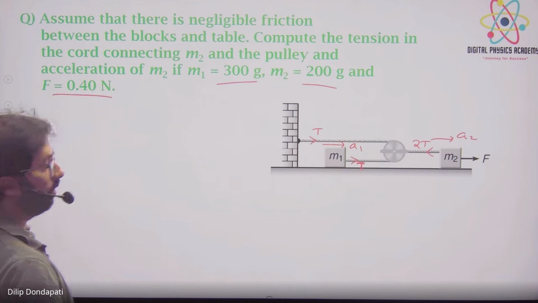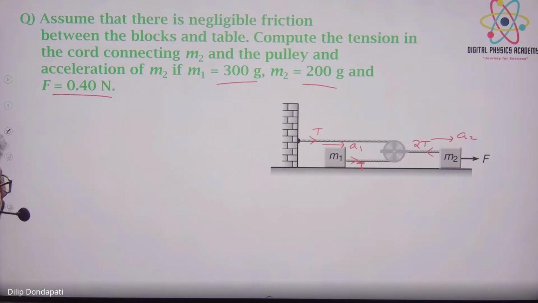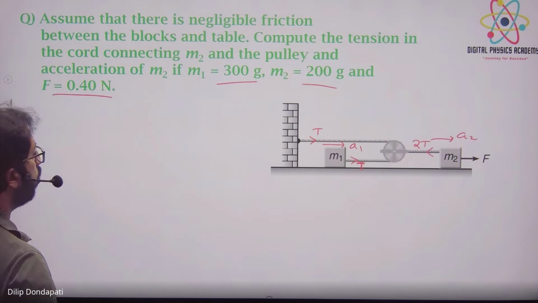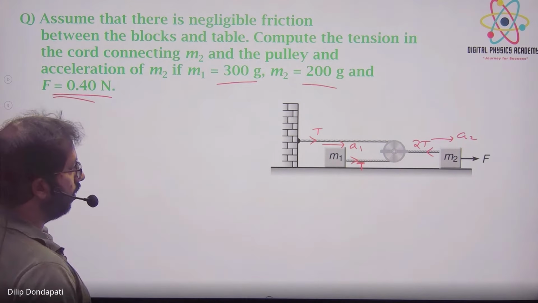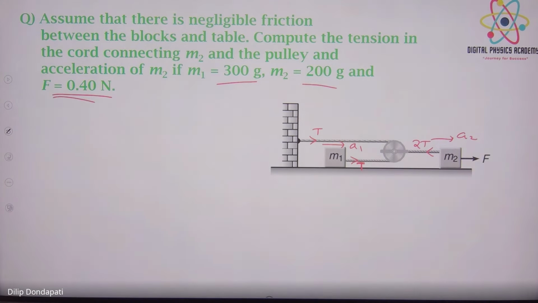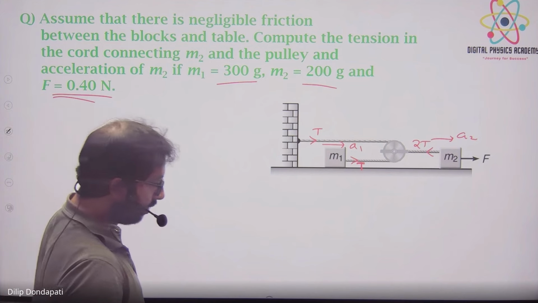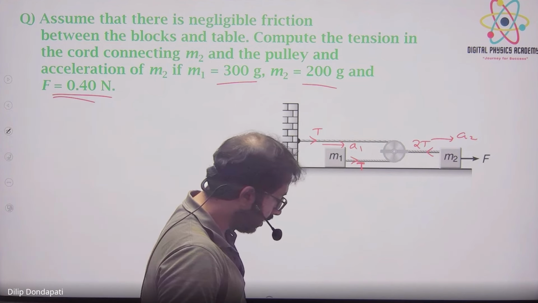So can you move a little? Find tension and force also given 0.4. Will you get both in decimals or will you get an actual value? Tension will be in decimal. So if you get tension in decimal, automatically acceleration will also be decimal, right? Okay. So which acceleration are we supposed to find?